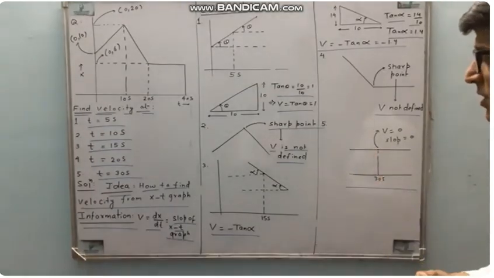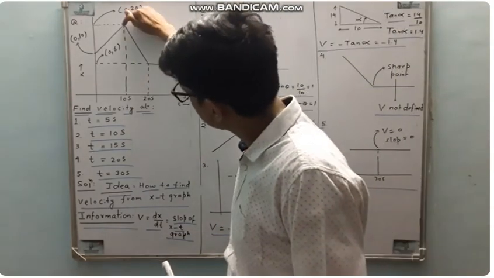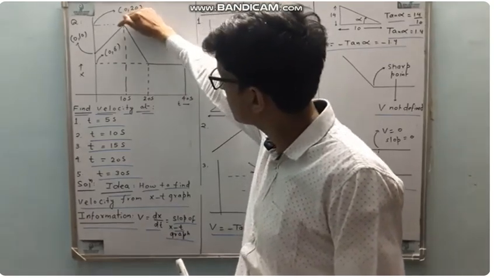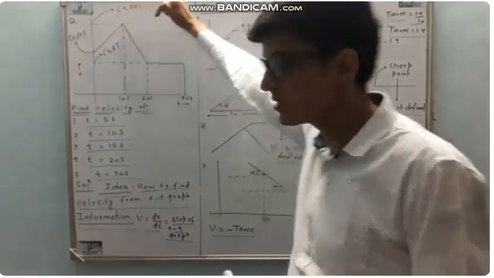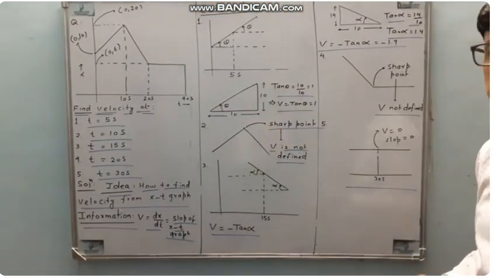Let's check velocity for t = 10. At t = 10, we can see that there is a sharp turn. So the derivative is not defined because the right limit and left limit are different. It's a sharp point, so velocity is not defined here.